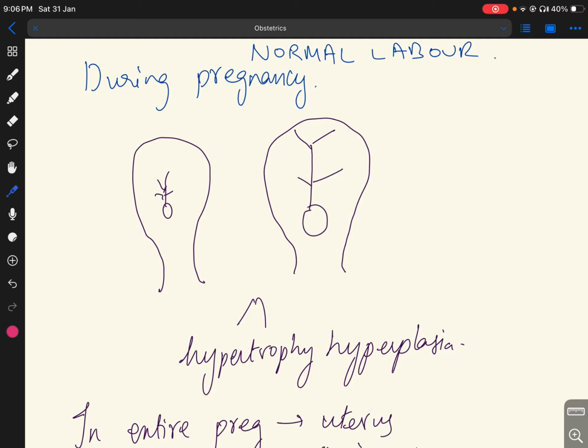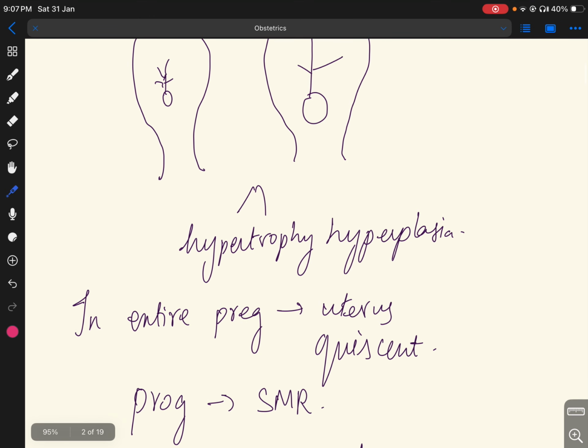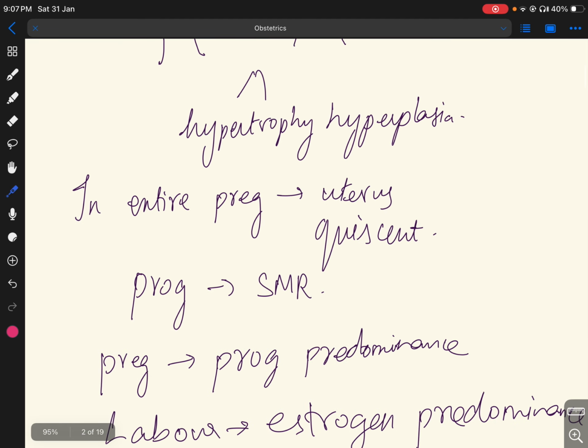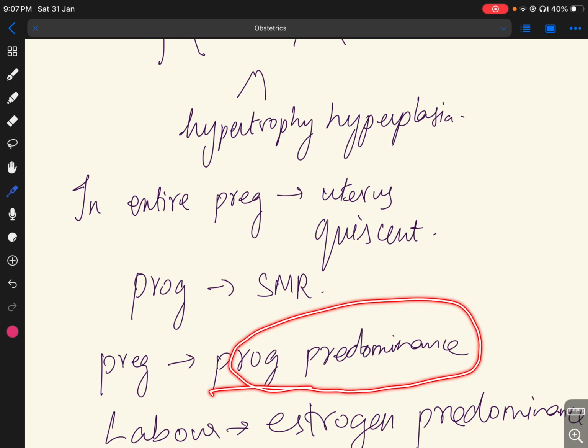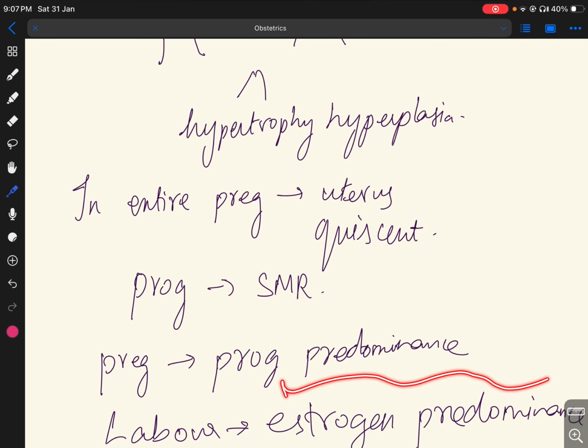Now, in normal labor, during pregnancy, what happens is the fetus and the uterus will undergo hypertrophy as well as hyperplasia. So, in the entire pregnancy, uterus remains in a quiescent stage. Progesterone is a smooth muscle relaxant, and in the entire pregnancy, progesterone predominates. But in the labor, estrogen predominates.